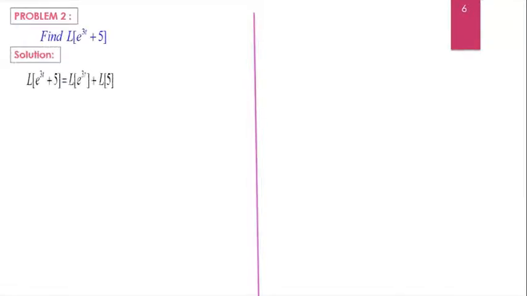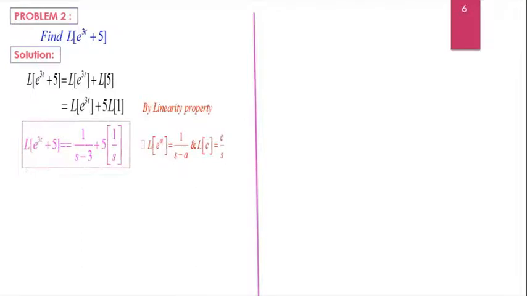So now find the Laplace of e power 3t plus 5. Since we know the property of linearity, Laplace of e power 3t plus 5 could be written as Laplace of e power 3t plus Laplace of 5. As we know the formulae for Laplace of e power at and Laplace of a constant, we can write Laplace of e power 3t plus 5 is equal to 1 divided by s minus 3 plus 5 times 1 by s. Now we'll move on to the next problem.